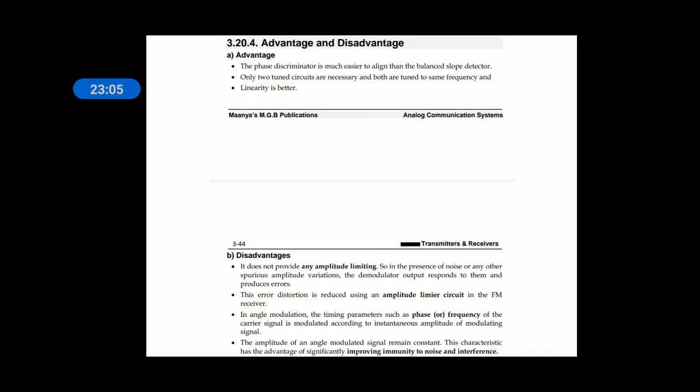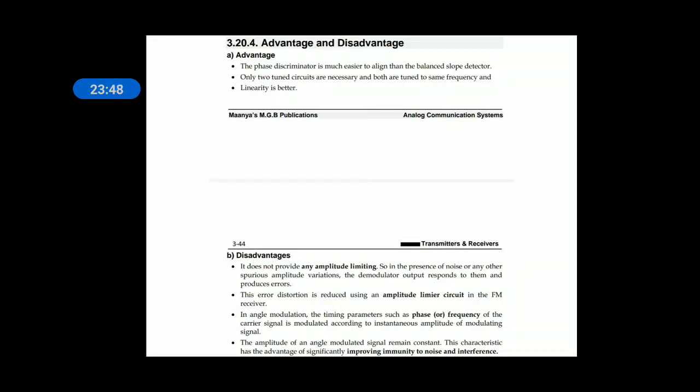The Foster-Seeler discriminator is also known as the phase discriminator. That means the phase changes between input voltage and output voltage will generate the modulating signal, hence it is also called a phase discriminator. It is easier to align than the balanced slope detector, because in the earlier balanced slope detector you need to adjust the slopes, whereas it is easy in the phase discriminator. Only two tuned circuits are necessary and both are tuned to the same frequency. Here you need to tune two sections, one at the primary and one at the secondary winding, and the tuning is done in two stages at the same frequency, hence it is very easy.